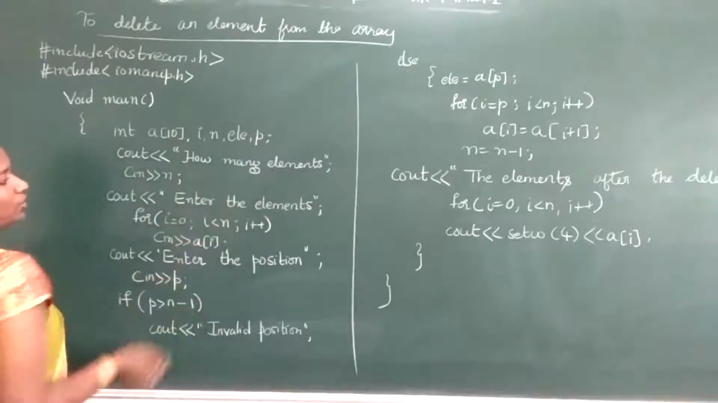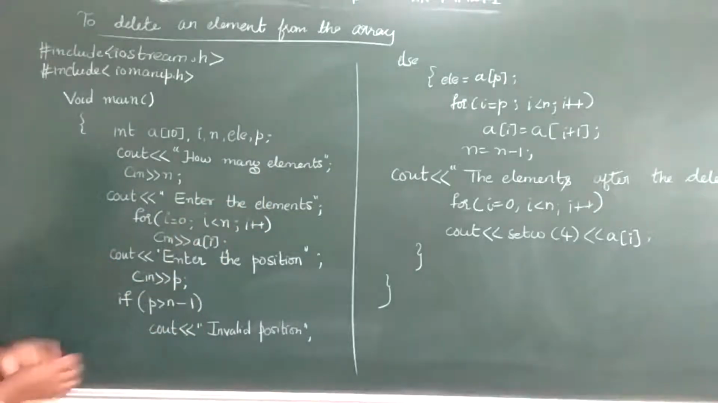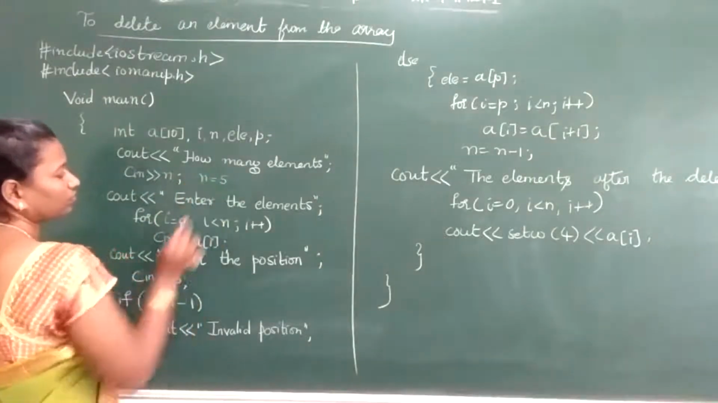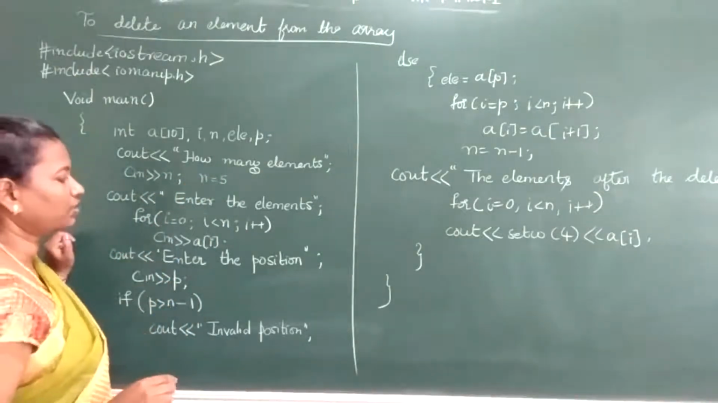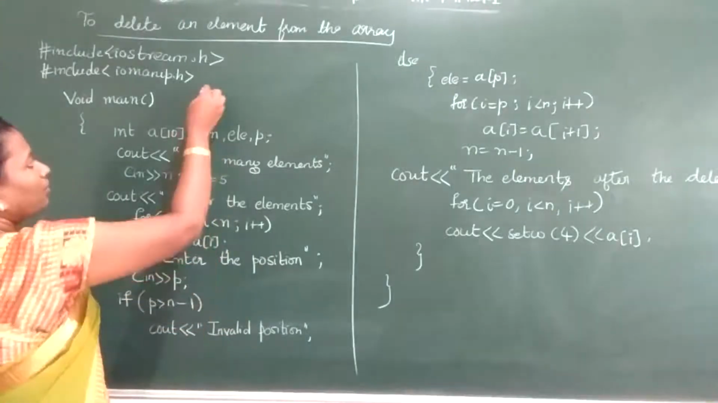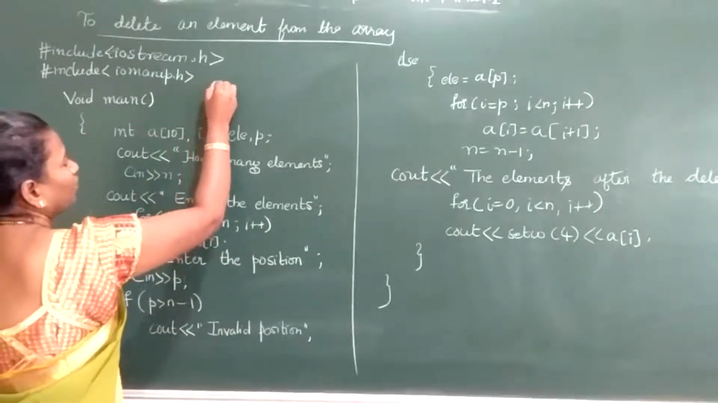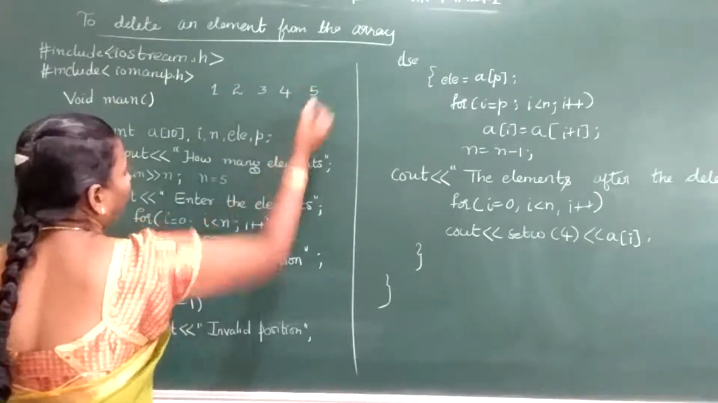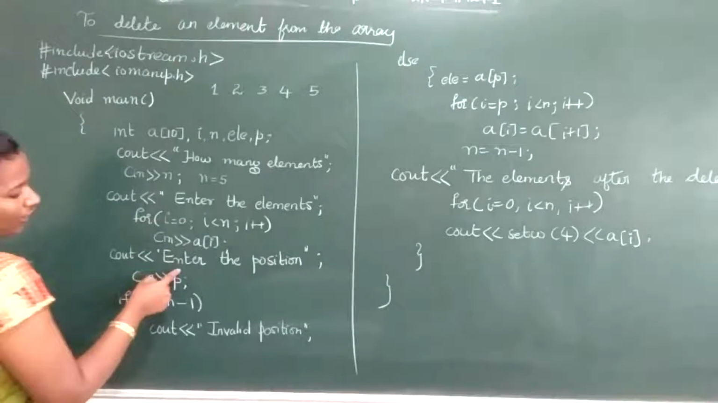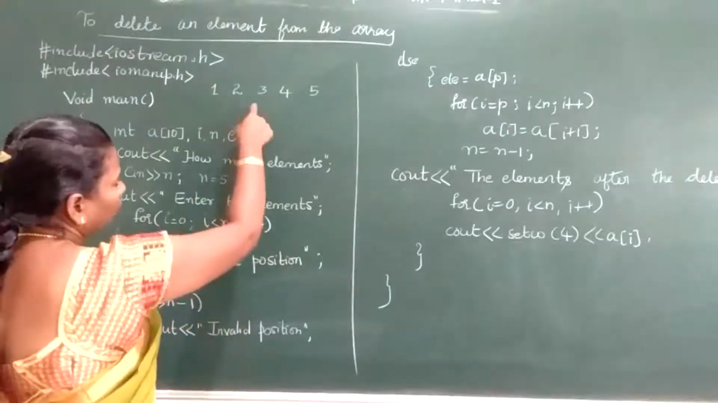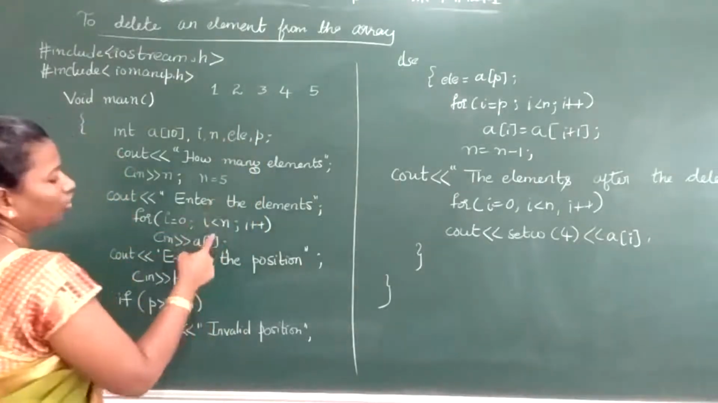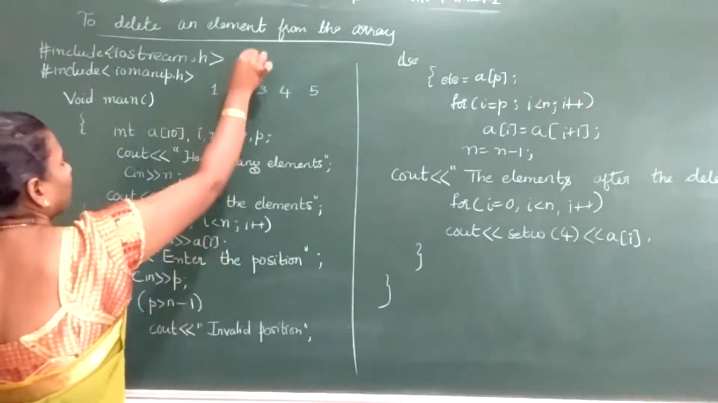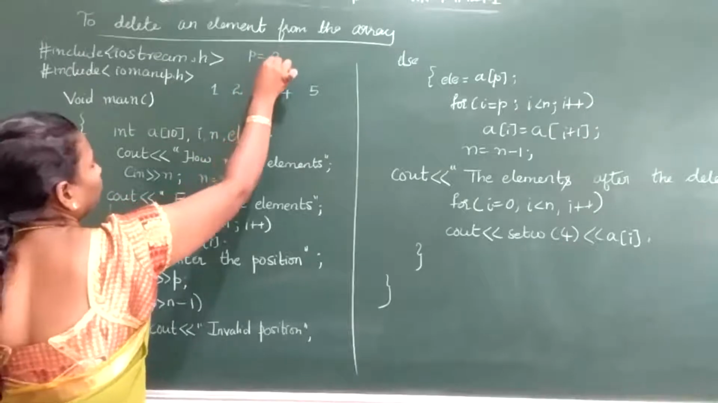Now how many elements? I just take here, imagine I have given n as 5. Now enter the elements. Imagine I am entering 1, 2, 3, 4, 5. I have entered 5 elements. To read the elements from the keyboard I have used a for loop, and I have stored them in an array of 5. Now enter the position. Imagine I am giving my position as 2.